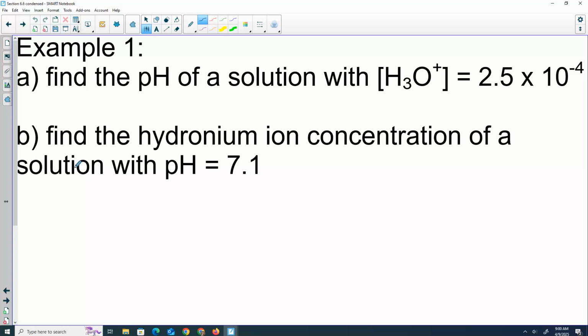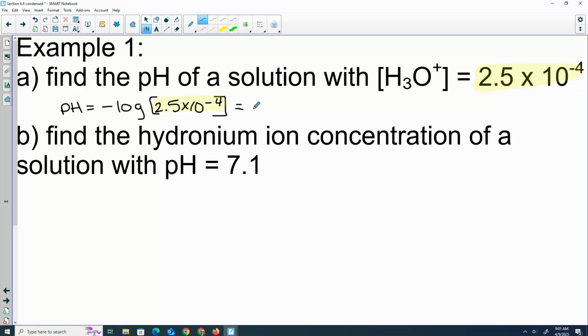So in this problem, if I said find the pH of a solution with H3O+ equal to 2.5 times 10 to the negative 4. Okay, you have the pH formula. Opposite log. And this H3O+, what am I replacing it with? 2.5 times 10 to the negative 4. And so this is just a matter of plugging it into our formula.